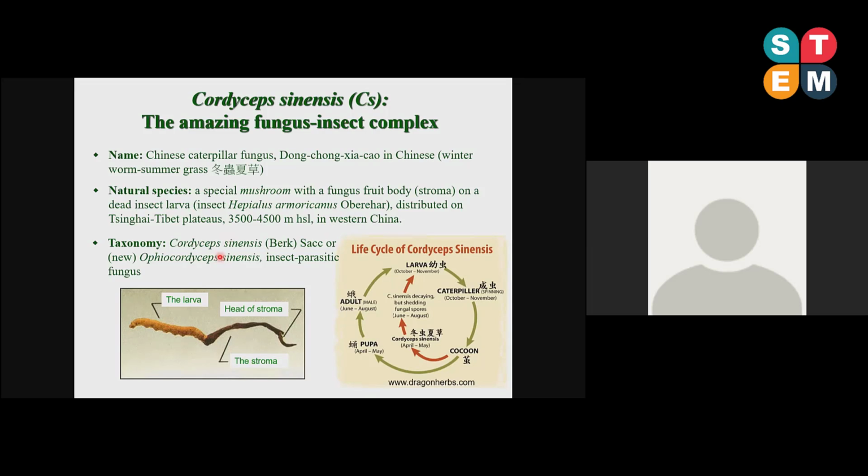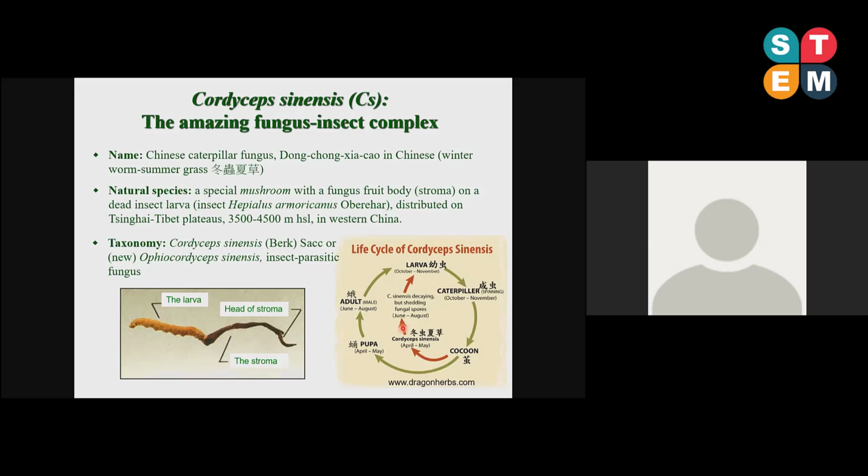Taxonomically, this fungus was called Cordyceps sinensis. That's the old name; the new name is Ophiocordyceps sinensis. It's an insect parasitic fungus. This diagram shows the formation process of this amazing, very interesting fungus-insect complex. It shows the cycle.